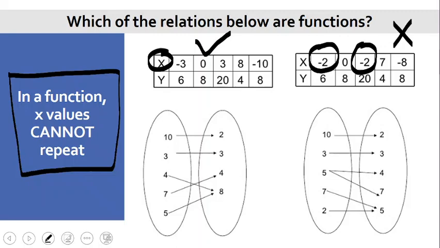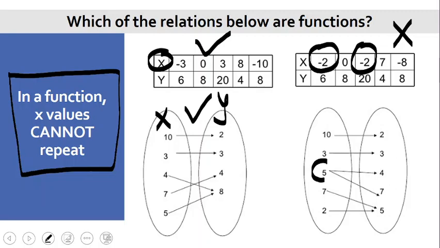For the mapping, you have to look at the arrows. If there are two arrows going out from the same value of x, that tells you that the mapping is not a function. For the first mapping, there is just one arrow going out from each value of x. So this is a function.